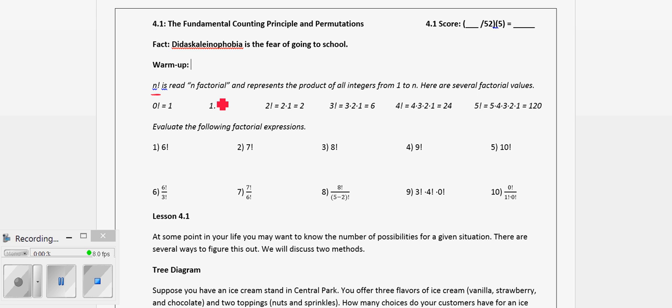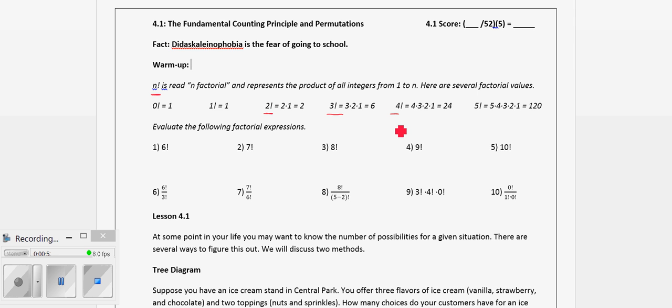So take, for example, 2 factorial right here. That would say 2 times 1 equals 2. 3 factorial, 3 times 2 times 1. 4 factorial, 4 times 3 times 2 times 1, and so on. So let's try one of these warm-up problems together.